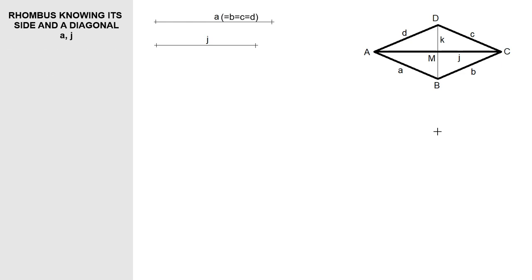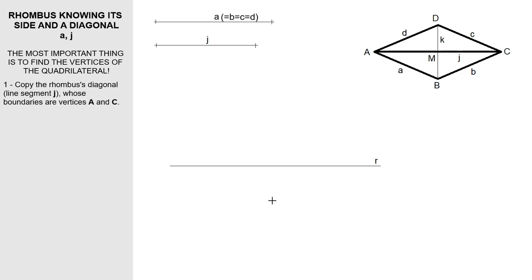As in every polygon, the most important part is to find their vertices, so it can be drawn by joining them. If we draw diagonal J, we get the first two vertices of the rhombus, these vertices A and C. Besides, vertices B and D are the same distance from vertices A and C, being this distance the side's length.